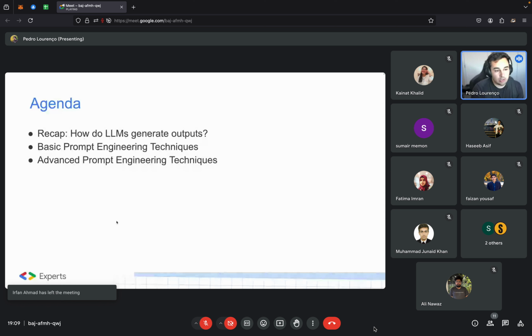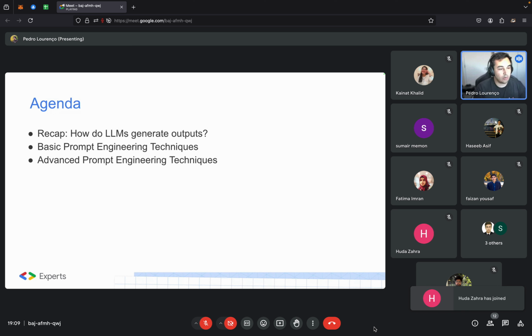So the agenda today, we will start with a recap on how large language models generate outputs. This will be important for what we're going to talk about, especially the advanced prompt engineering techniques. After the recap, we are going to cover the basic prompt engineering techniques, and then some of the advanced ones. The list is very long, and we won't have time to cover a lot of them, but we will cover the most used ones, and I think that can make a very good base for you to understand the other ones.